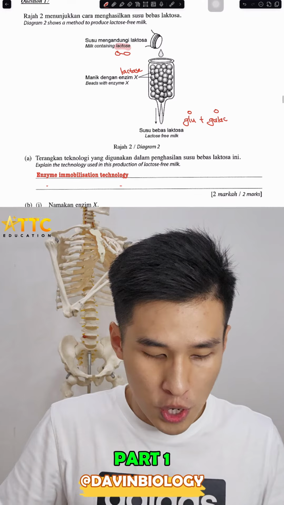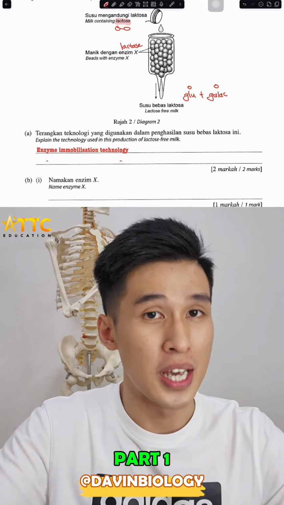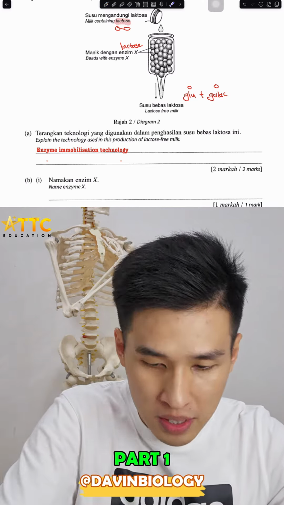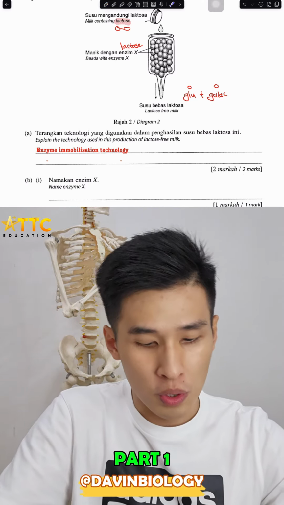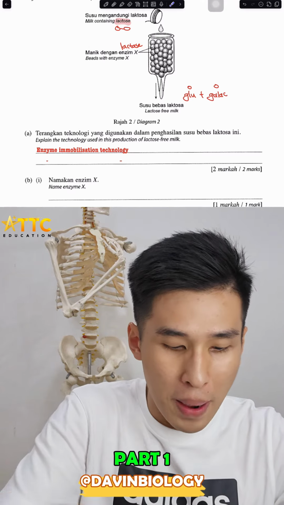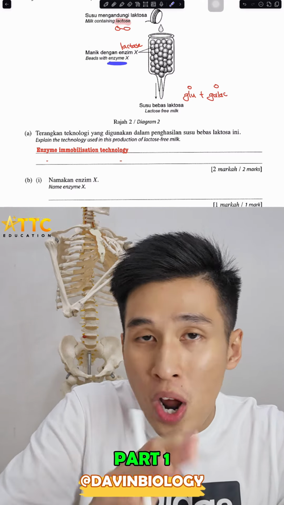For example, the first question they ask here: explain the technology used. As I already said, it is enzyme immobilization technology. If you don't get what this word means, mobile means move, 动. Immobile means cannot move, 不能动. So it's a technology whereby I restrict the enzyme, 不让那个 enzyme 动.